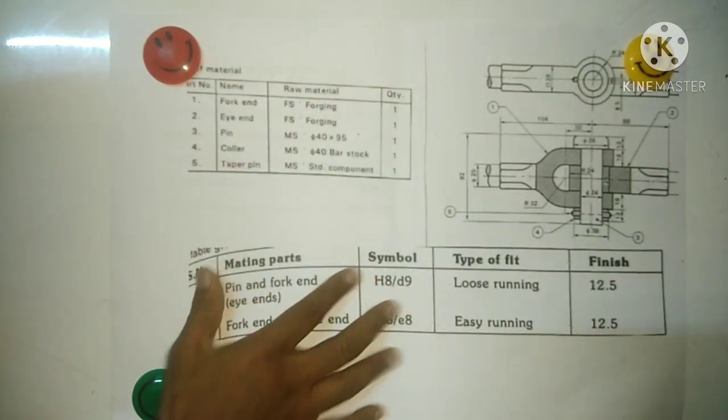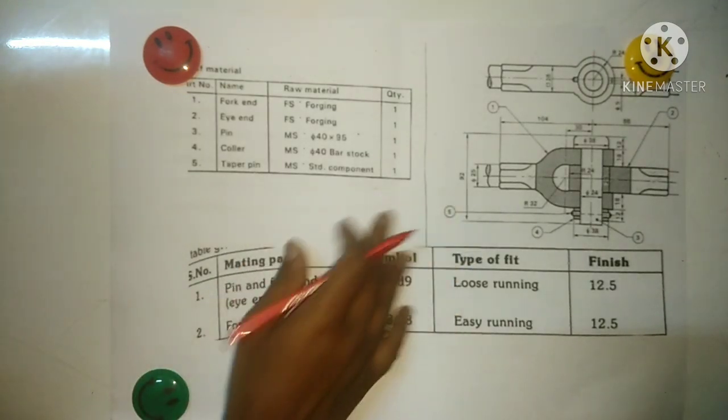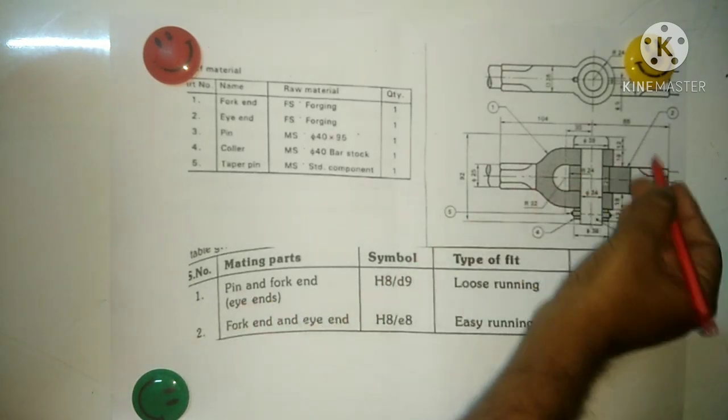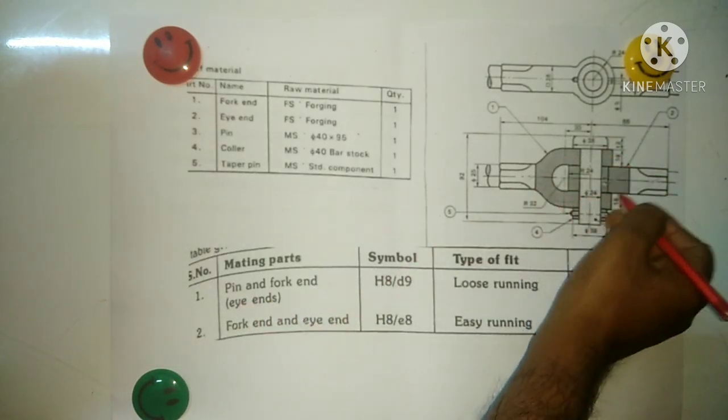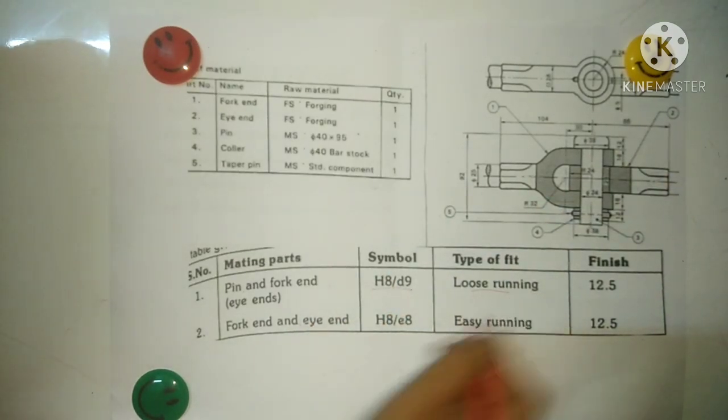Let us see this in detail. So what kind of fit are you going to get? As I said, only the pin and the fork end or eye end. Between the pin, the fork end and the eye end, what kind of fit are you going to get? That is H8/D9, a loose running fit.